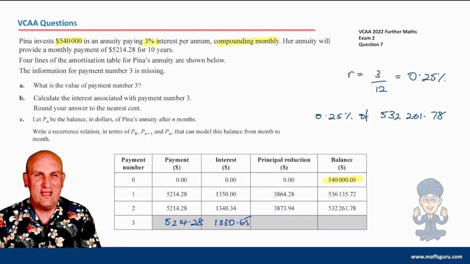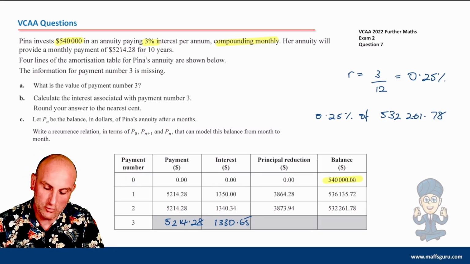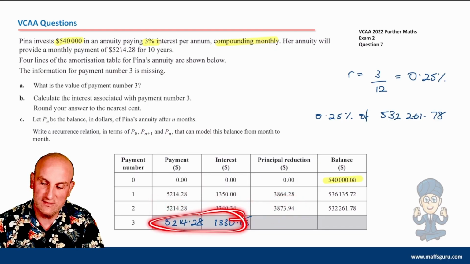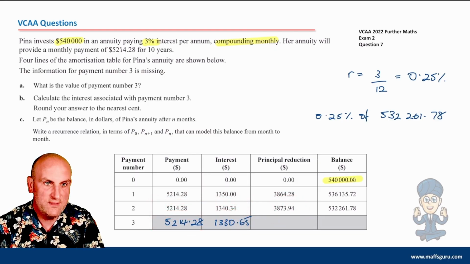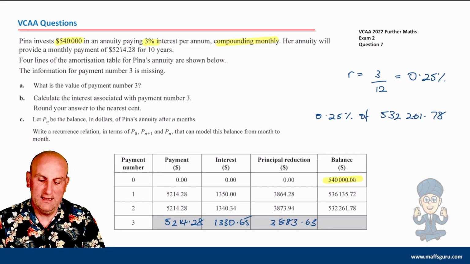What is my principal reduction? Am I adding these two together? Am I taking them away? Well, again, remember, my payment I take out, my interest gets added back on. So actually I want to subtract these two. And if you're ever not really sure, just look at these two values here and work out how you got that one there. So I'm going to subtract these values away. 5214.28, I'm going to subtract from that 1330.65. That is going to give me a staggering amount of principal reduction, $3,883.63.